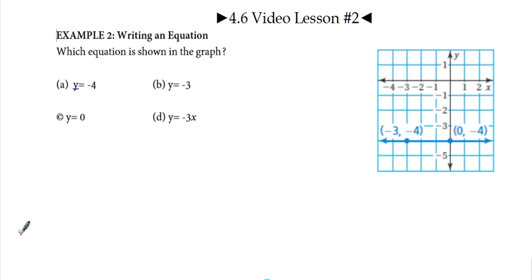Hello, welcome back. 6.4, now we're going to be continuing with video lesson number 2. Okay, example 2 is writing an equation.